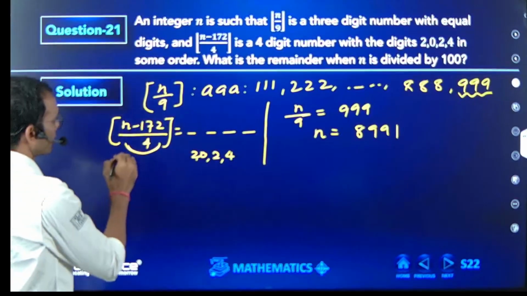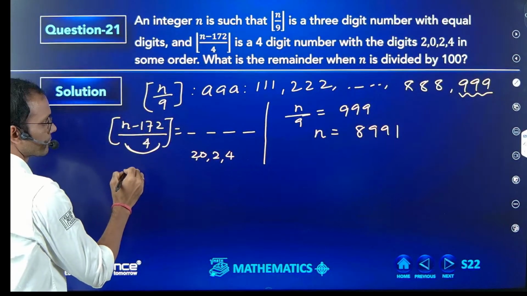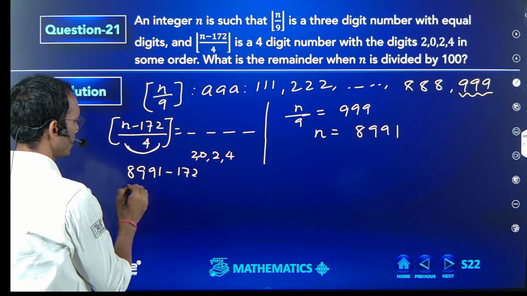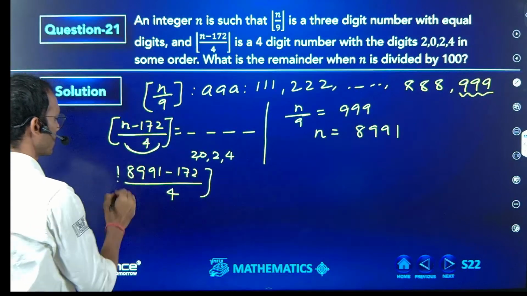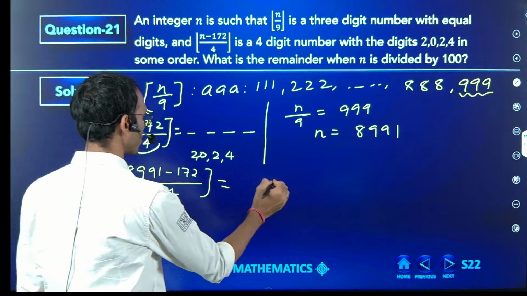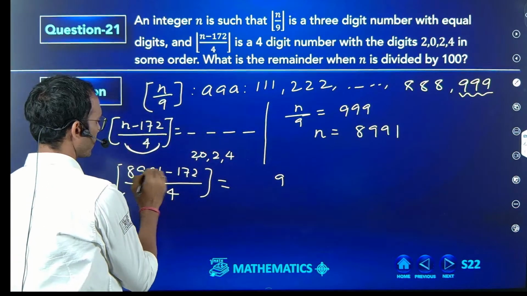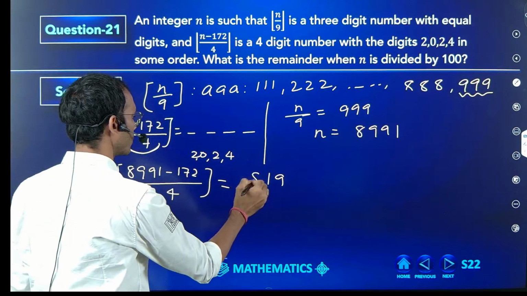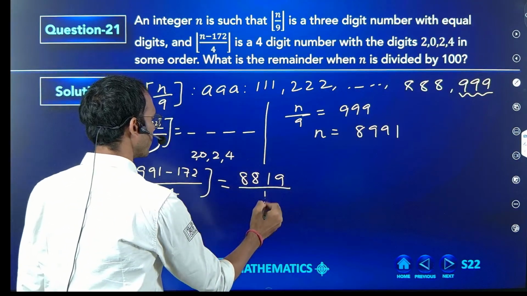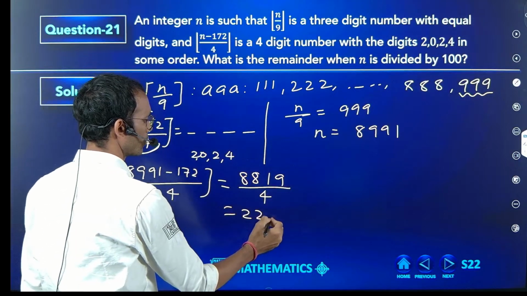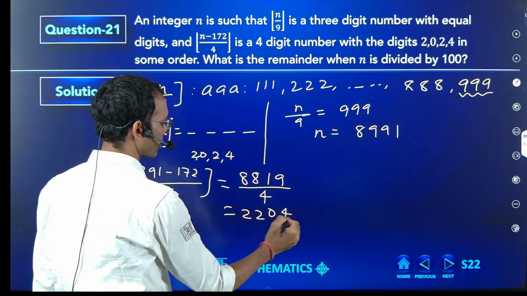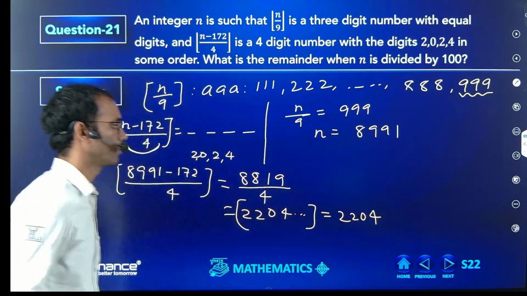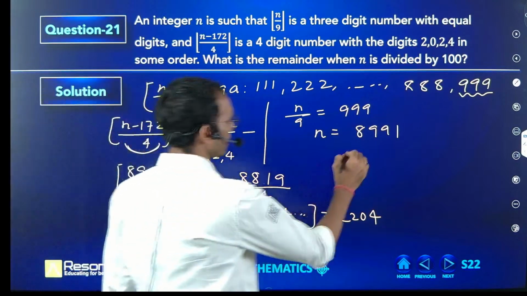So if you substitute n as 8991, minus 172, divided by 4. So what will that be? 11 minus 2, that is 9. Then 8 minus 7, that is 1. Then 9 minus 1, 8, 8, and then divided by 4. So that will be 2204 point something. Okay, if you take its greatest integer, then that will be 2204. Okay, so we should consider n as 8991.